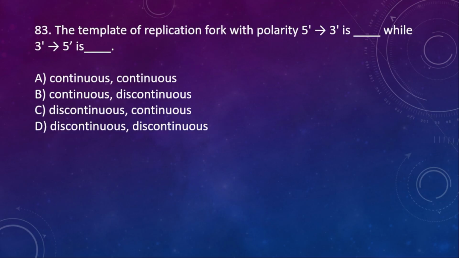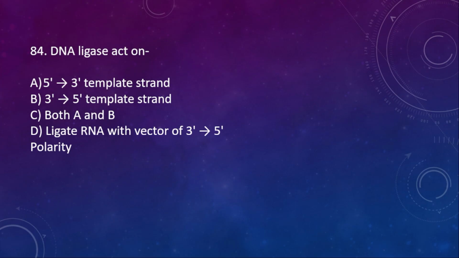So the next question, that is question number 84. DNA ligase acts on A. 5' to 3' template strand, B. 3' to 5' template strand, C. Both A and B, D. Ligate RNA with vector of 3' to 5' polarity. Here the right option is C, both A and B. That is the 5' to 3' template strand and 3' to 5' template.